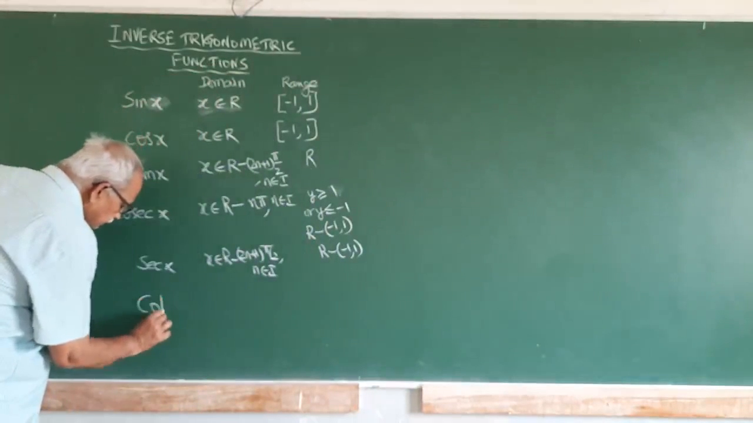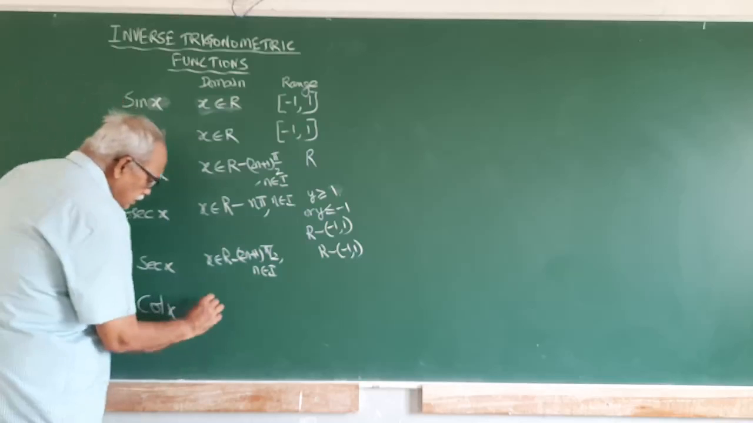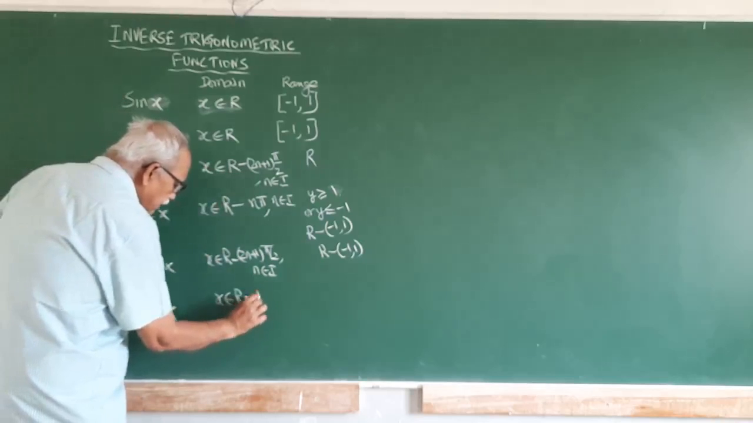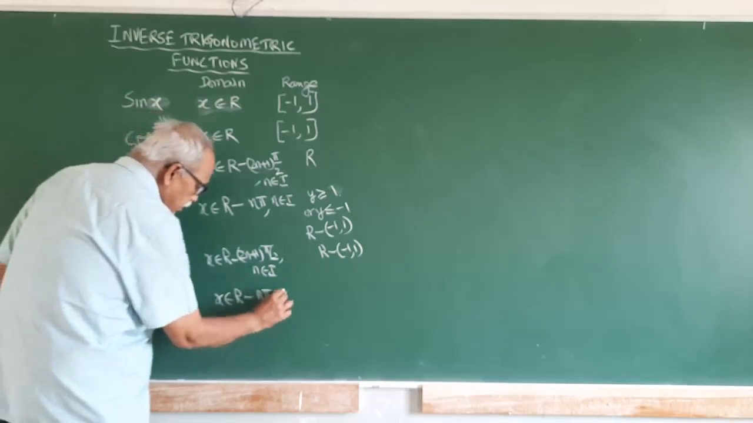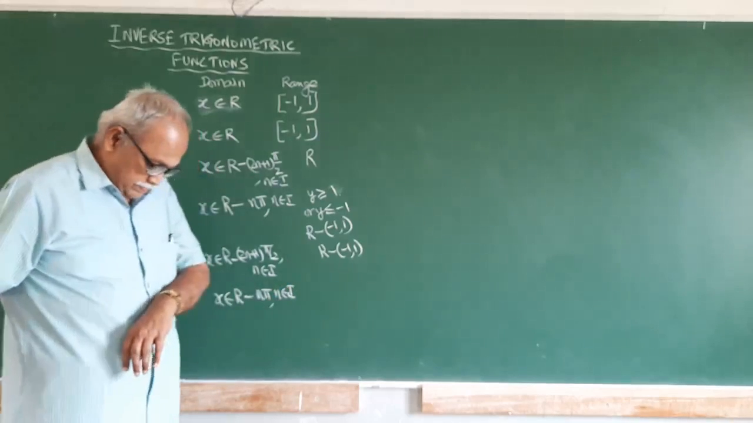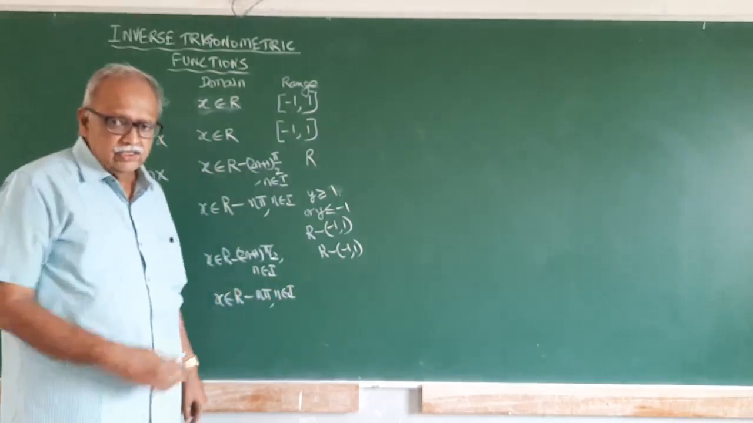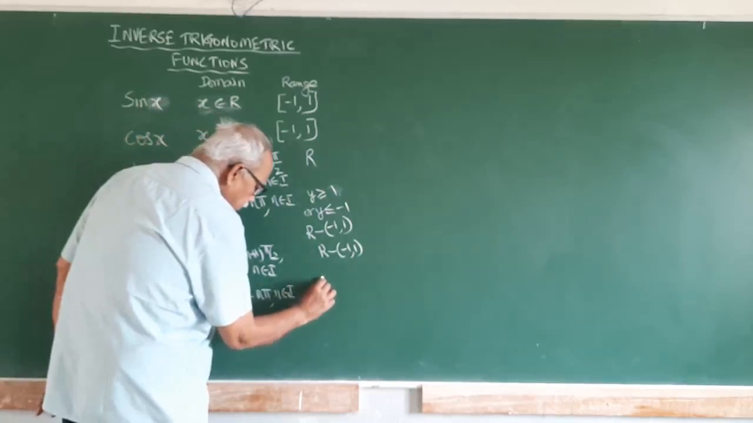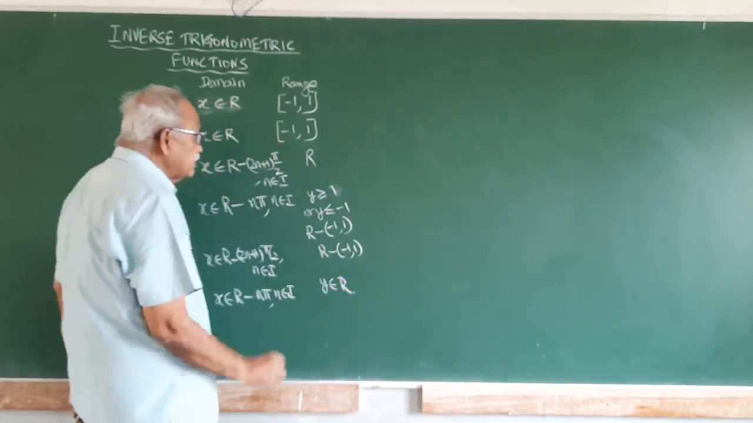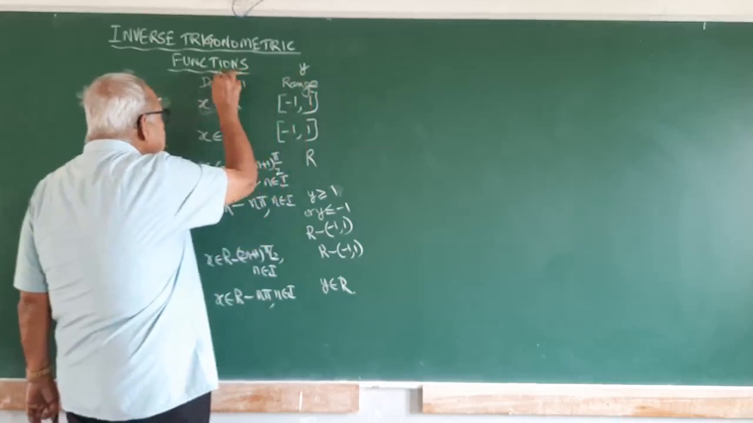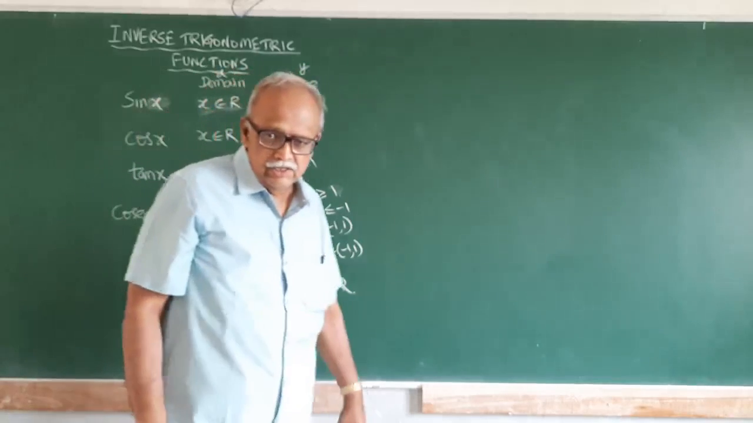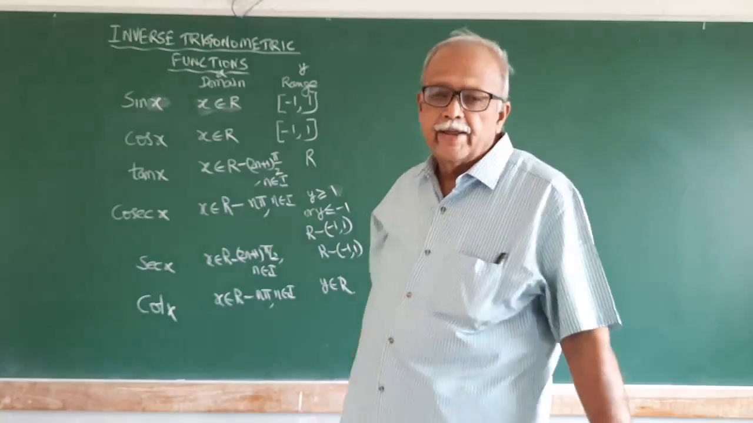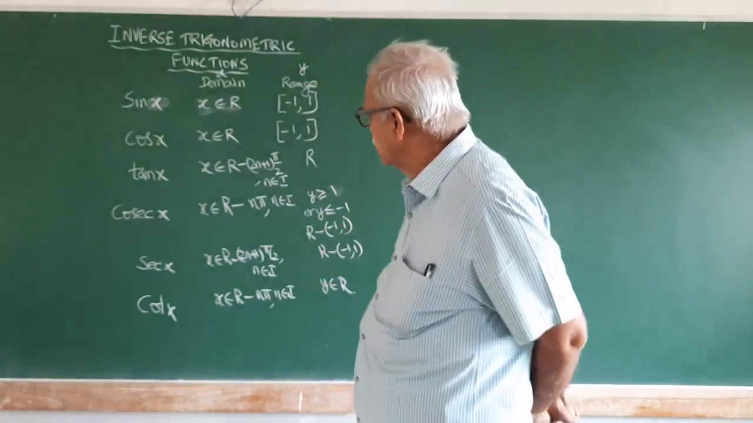Now cot x. x belongs to real numbers minus n pi, n belongs to integer. So that is cot x. Okay. Now y belongs to real numbers. y is the range, x is the domain. So the value of the function, from minimum value to maximum value, is called the range of the function. Now we should be thorough with this.